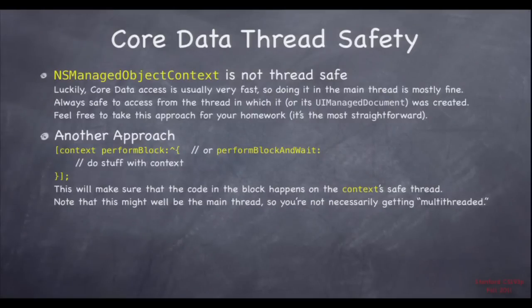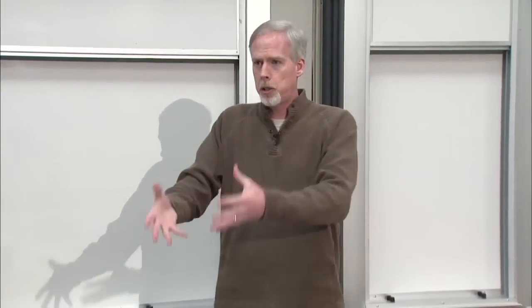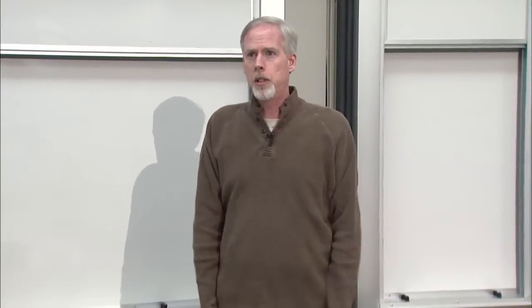Now, this doesn't necessarily mean, oh, I just got multi-threadedness. Probably not. In fact, if you create the context in your main thread, this block is just going to be posted back to the queue for the main thread. So it's not like you're running it in a different thread. All this performBlock does is make sure that the thing inside the block gets run on the right thread. But it's a good way, and I'll do it in the demo today, just to be safe and make sure, okay, I'm touching my context, so I'm going to ask my context to perform that in a block that's going to be run on the right thread.